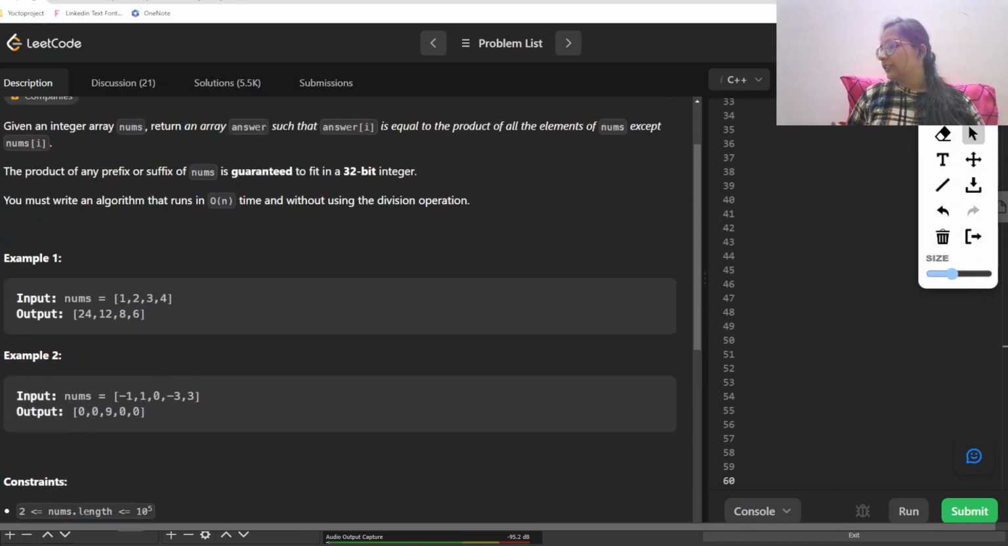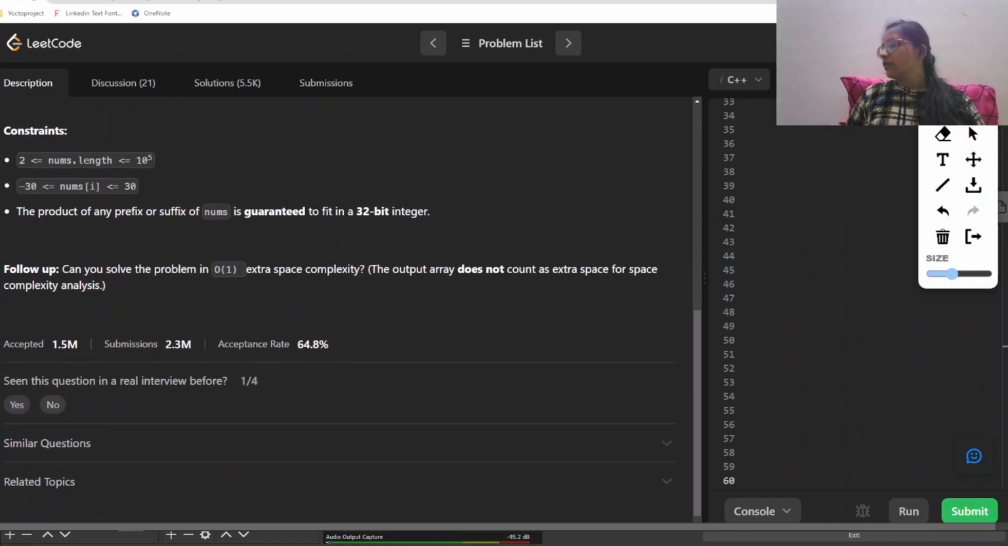Now let us check the constraints for this question. Here, 10 raised to power 5 means there would be at max 10 raised to power 5 elements, and since we are required to do it in order of n, we are not even allowed an order of n log n solution. The numbers would be from minus 30 to 30, so that the final answer is an integer and not a long. And the product of any suffix or prefix of nums is guaranteed to fit in a 32-bit integer.